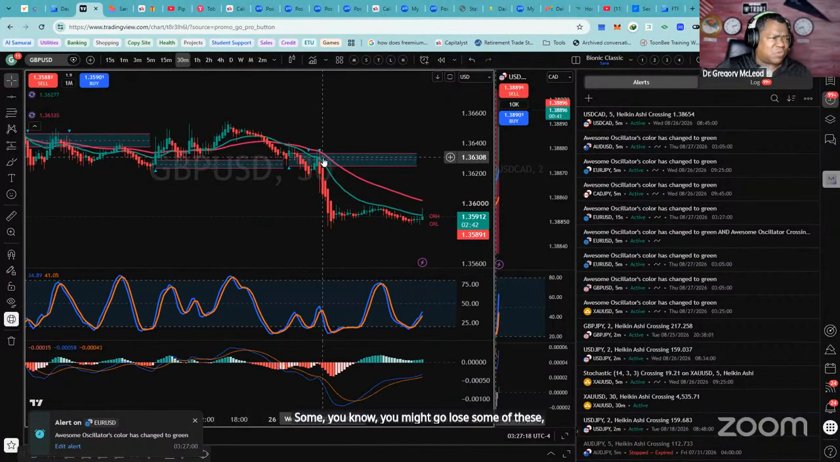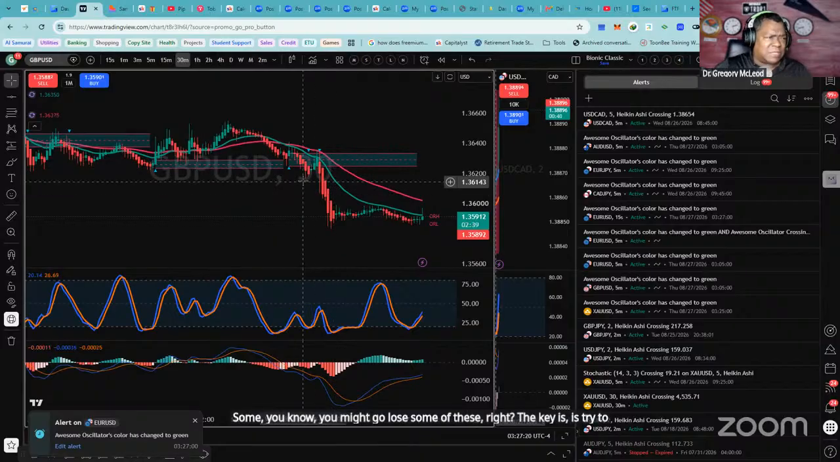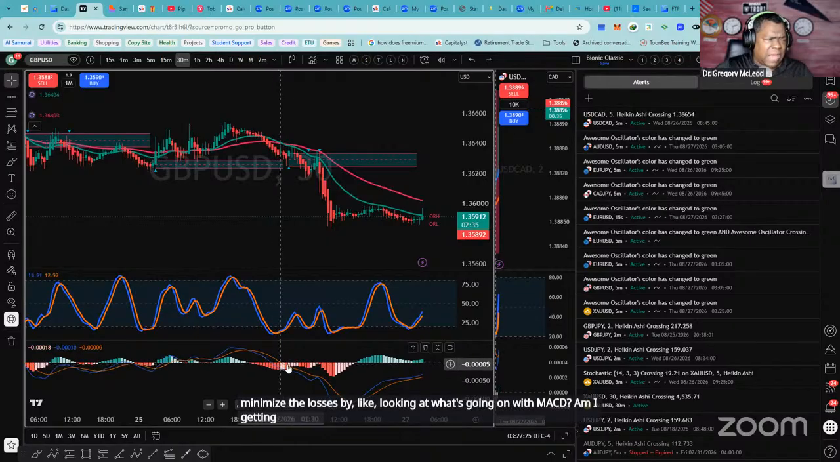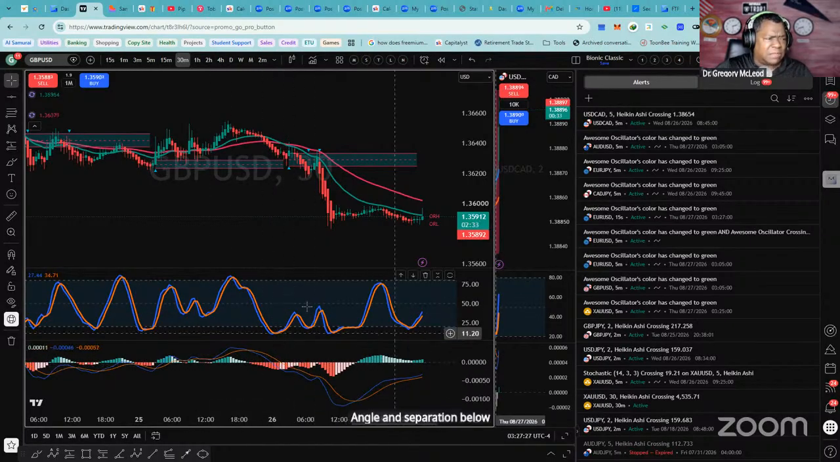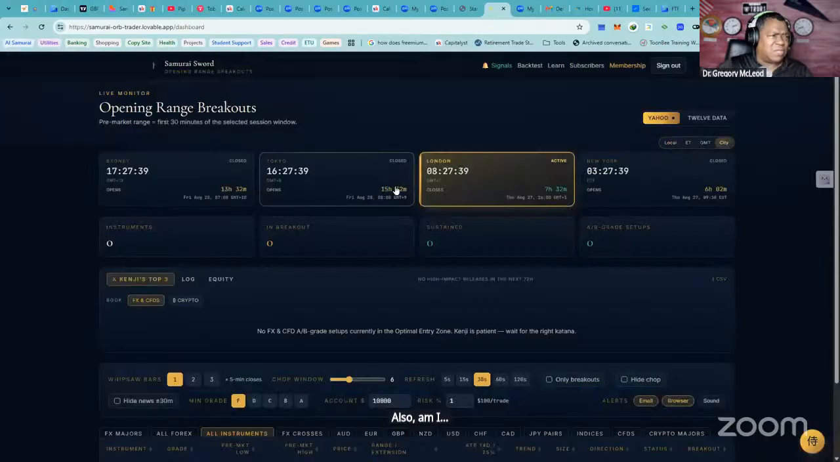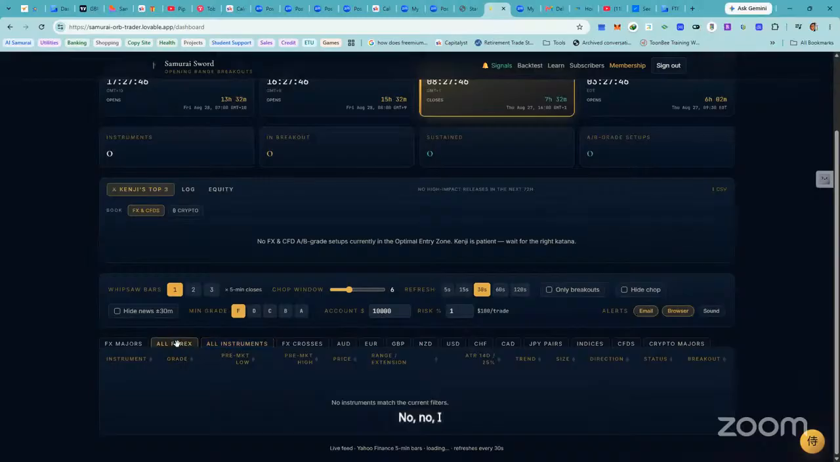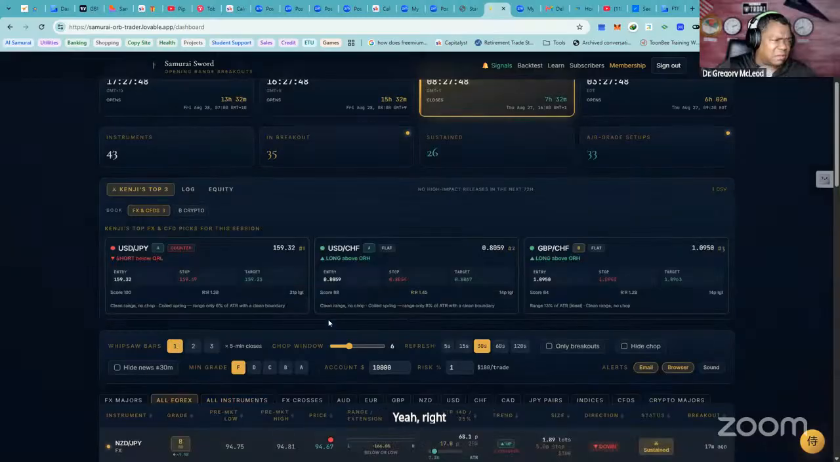But the key is to try to minimize the losses by looking at what's going on with MACD. Am I getting angle and separation below the zero line? Am I getting a clear bearish sell-off with lots of angle and separation between the moving averages? Also, am I using the ORB scanner? I don't think you had access to the ORB scanner at the time. I'm not sure. No, I didn't. You're right.